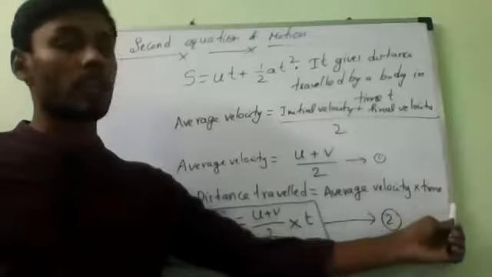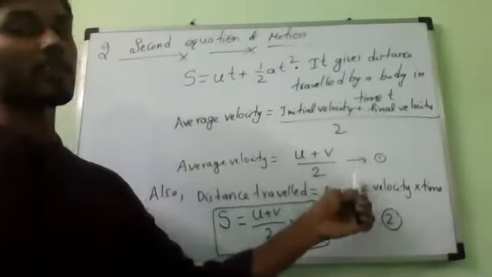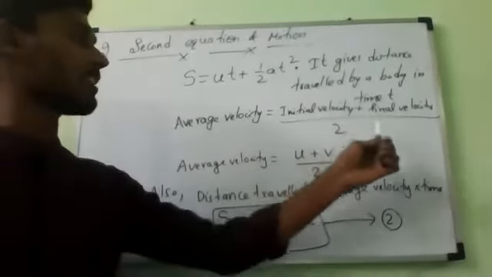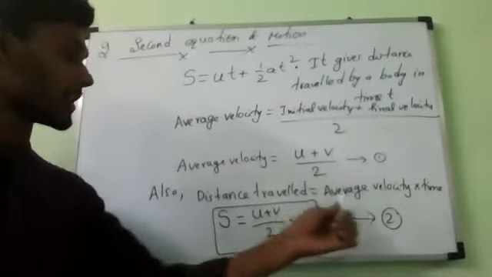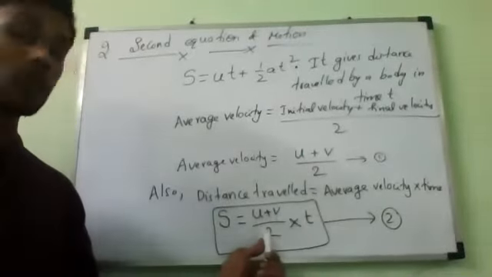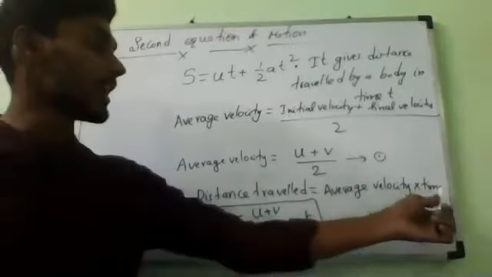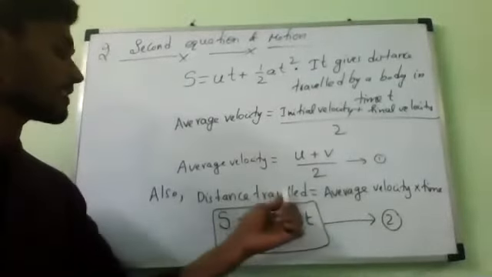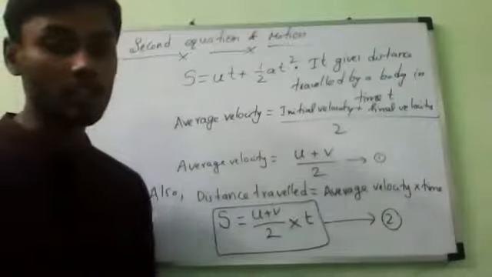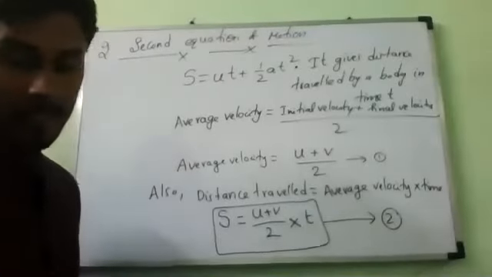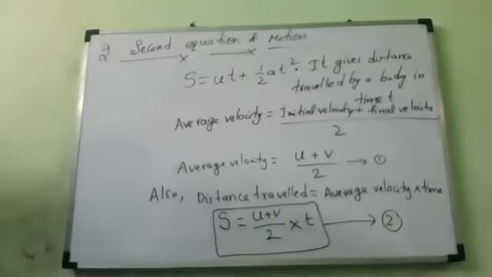Sir, can you say it again? Distance traveled is equal to average velocity into time. So what is the average velocity? Average velocity means initial velocity plus final velocity by 2. So in place of average velocity, I have substituted U plus V by 2, into time, which is T. That's all. Any doubt? Clear? Till here is it clear? Yes, sir.